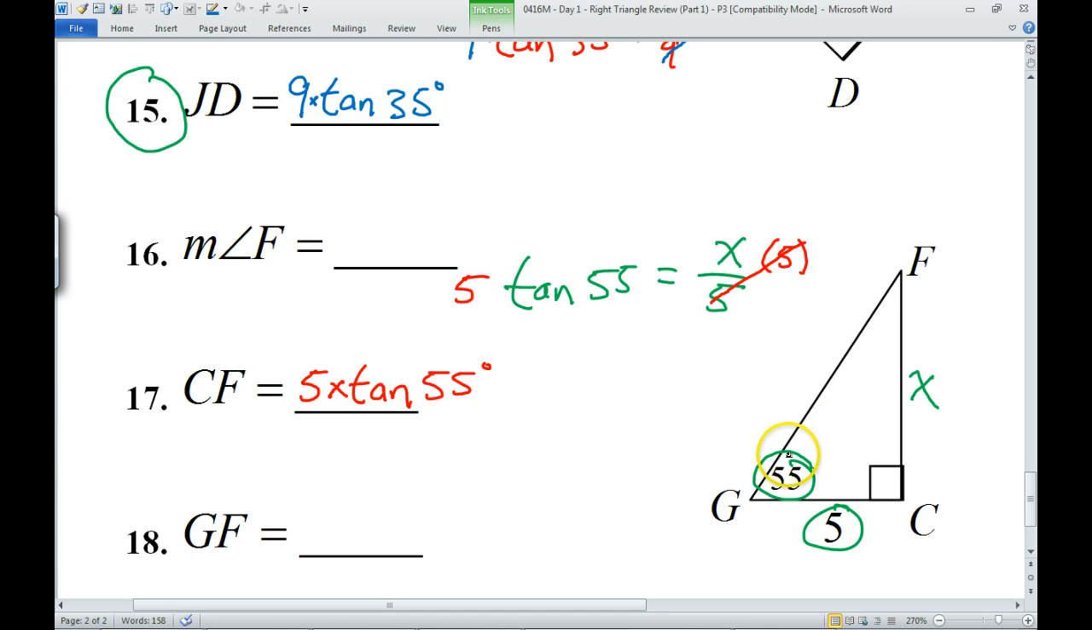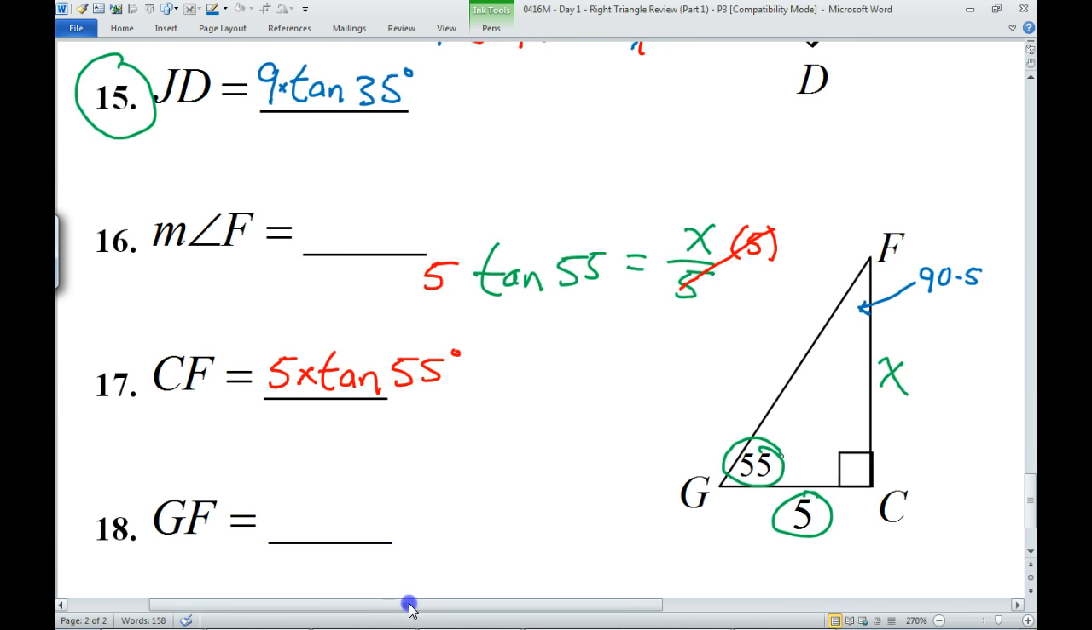Measure of angle F. Well, the measure of angle F, we can find this exactly. Since they gave us G, we don't need to do tangent, sine, or cosine. The easiest way to find angle F is just to do 90 minus 55. Okay, 90 minus 55. So that's going to be 35 degrees. So we can just put 35 degrees.